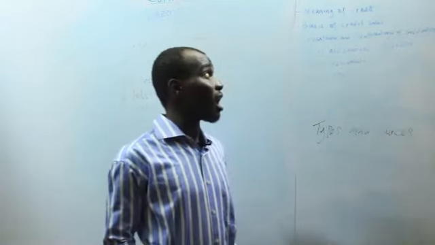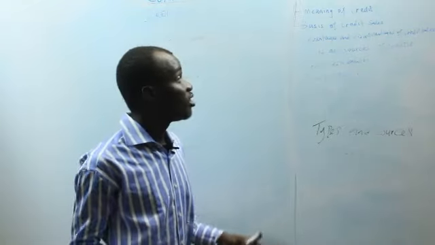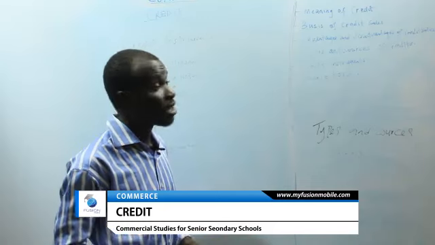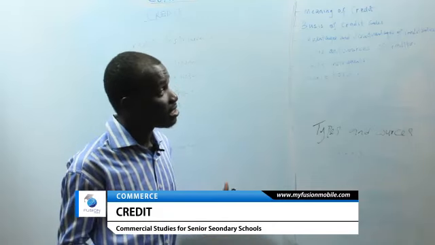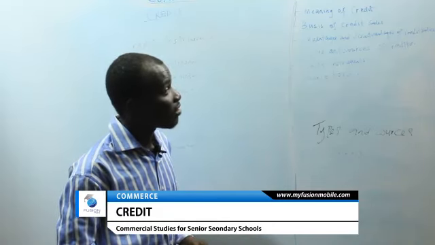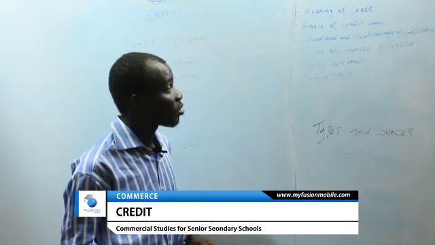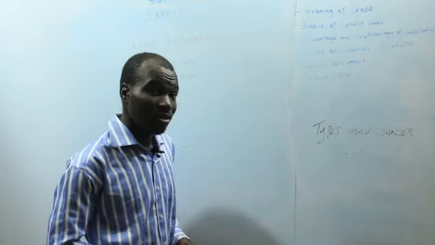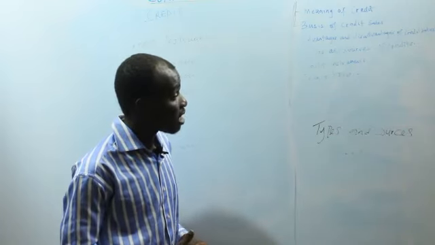So in this topic, we discussed the meaning of credit. Thereafter, we looked at the basis of credit sales, and also the advantages and disadvantages of credit sales. Then we moved to the types and sources of credit. We also looked at the credit instruments, and lastly, the finance house.